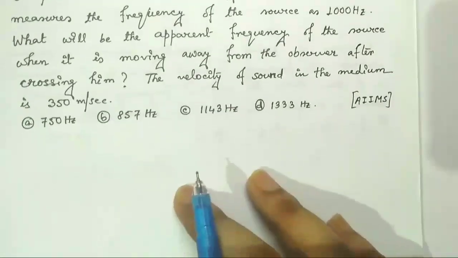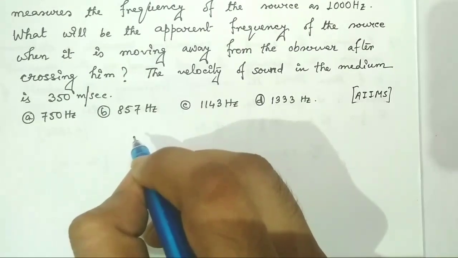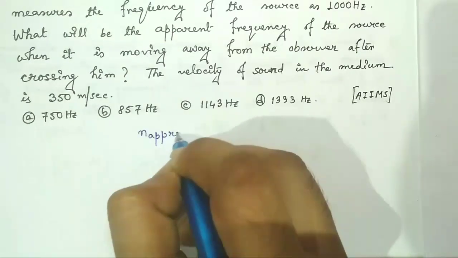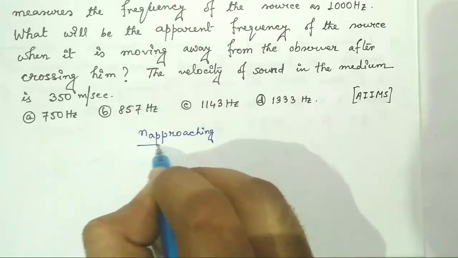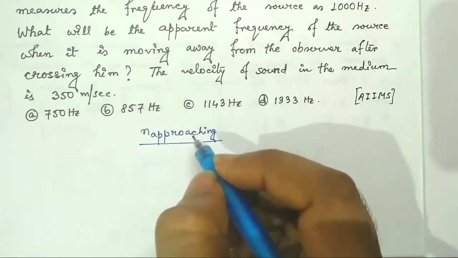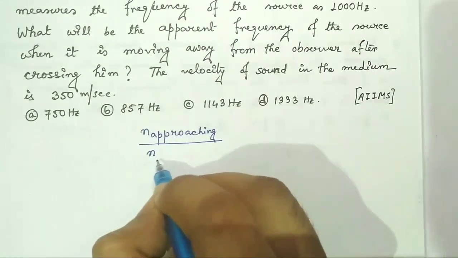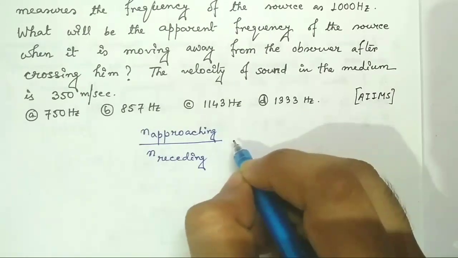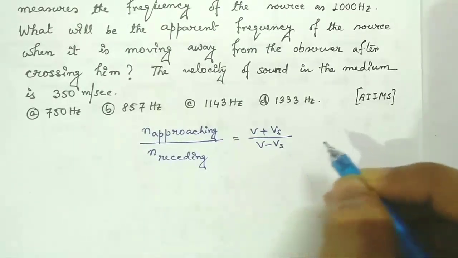There I have proved that the ratio of the apparent frequency heard by the observer when the sound source is approaching towards him, and the apparent frequency heard by him when the sound source moves away from him, that is n receding, is given by (V plus Vs) divided by (V minus Vs).